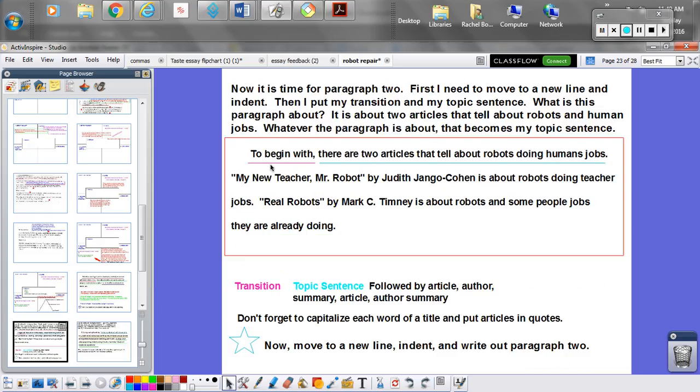So now I'm going to say, to begin with, that's my transition, and I need a transition in paragraphs 2, 3, 4, and 5. There are 2 articles that tell about robots doing human jobs. That is my topic sentence. My New Teacher, Mr. Robot by Judith Django Cohen is about robots doing teacher jobs. Real Robots by Mark C. Timney is about robots and some people jobs that they are already doing. So I have a transition, topic sentence, followed by article, author, and then the summary, and then article, author, and then summary. Now, I want you to move to a new line, indent, and write out paragraph 2, and you will do that again after this video is complete.